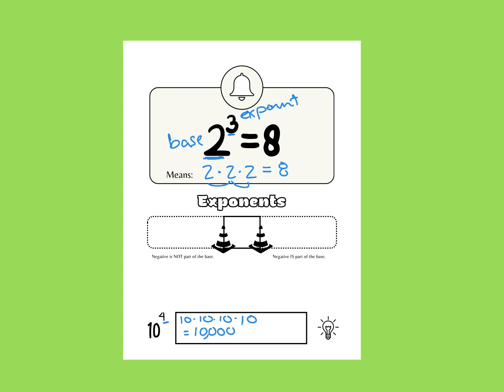And if you forget that shortcut, then you can just multiply it out. 10 times 10 is 100. 100 times 10 is 1,000. 1,000 times 10 is 10,000.